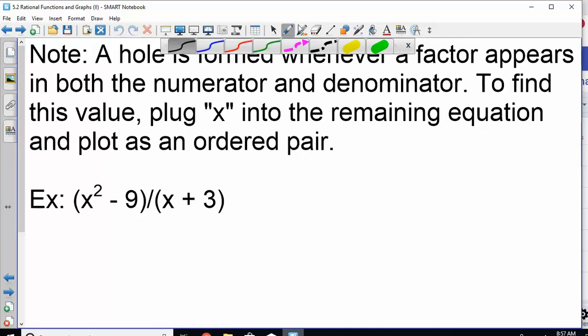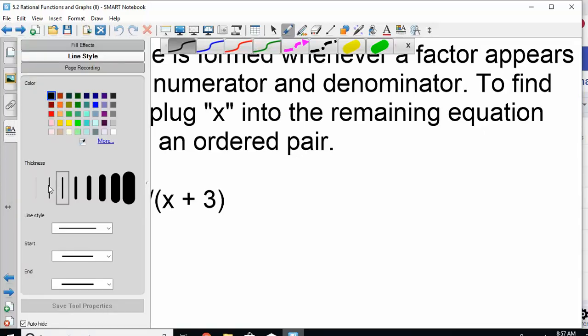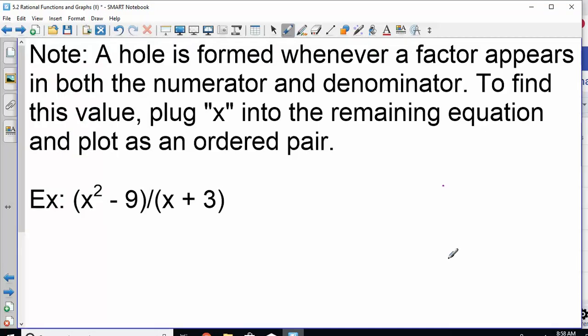I want to mention the holes one more time. We have touched on it before, but I want to make sure everybody is aware what creates those. So the hole happens when something cancels out of both the numerator and denominator. For instance, if I have x squared minus 9 over x plus 3, x squared minus 9 can factor into x plus 3, x minus 3 over x plus 3. What happens here? Cancel. X plus 3 cancels and you get x minus 3.